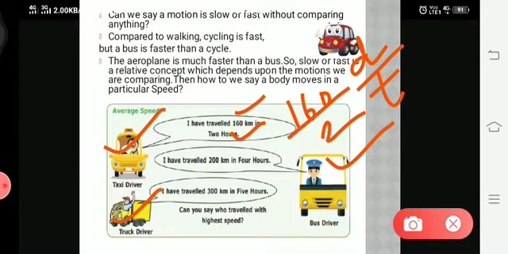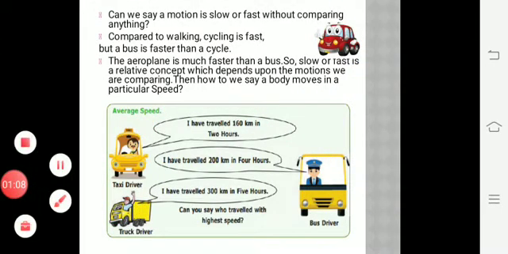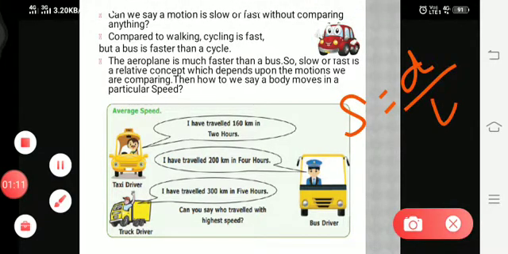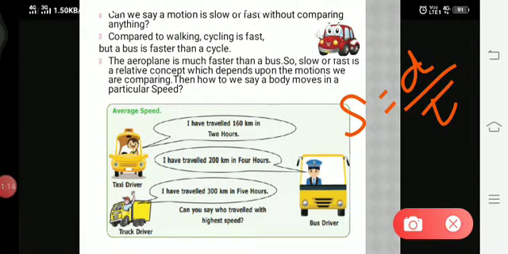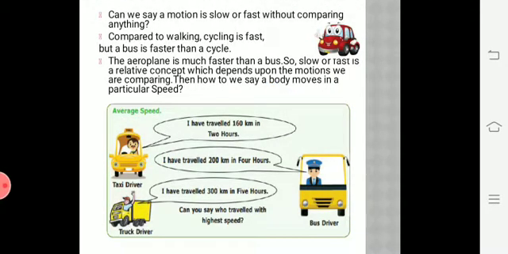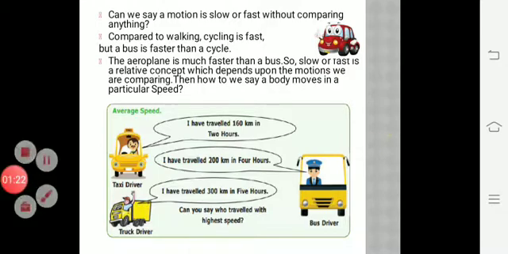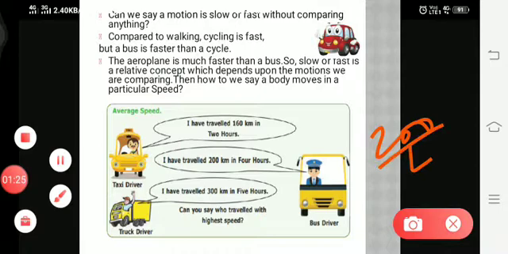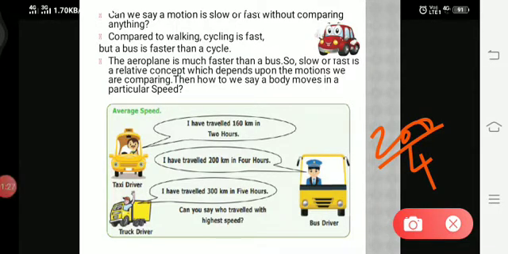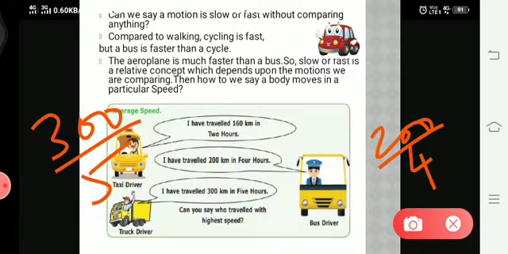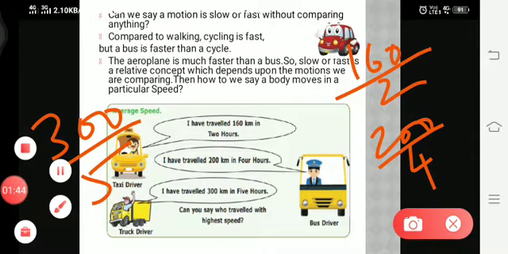So how will we calculate average speed? S equal to D divided by T. According to this formula, here it is 160 divided by 2, for the bus driver 200 divided by 4, and for the truck driver 300 divided by 5. For the taxi driver it is 160 divided by 2. In the next slide I have solved this sum for your verification. You can refer to it.